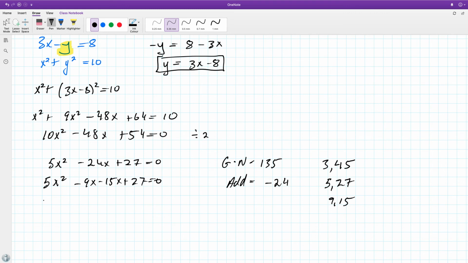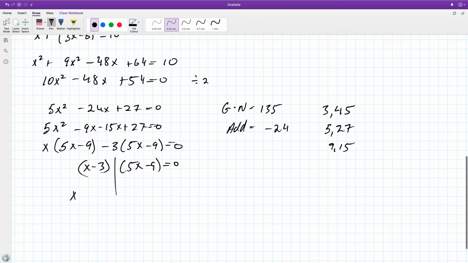Take out a common x. You're left with 5x minus 9. Take out a common minus 3. You're left with 5x minus 9 is equal to 0. So (x minus 3)(5x minus 9) is equal to 0. 9 down the middle: x is equal to 3, or 5x equal to 9, x equal to 9 over 5.